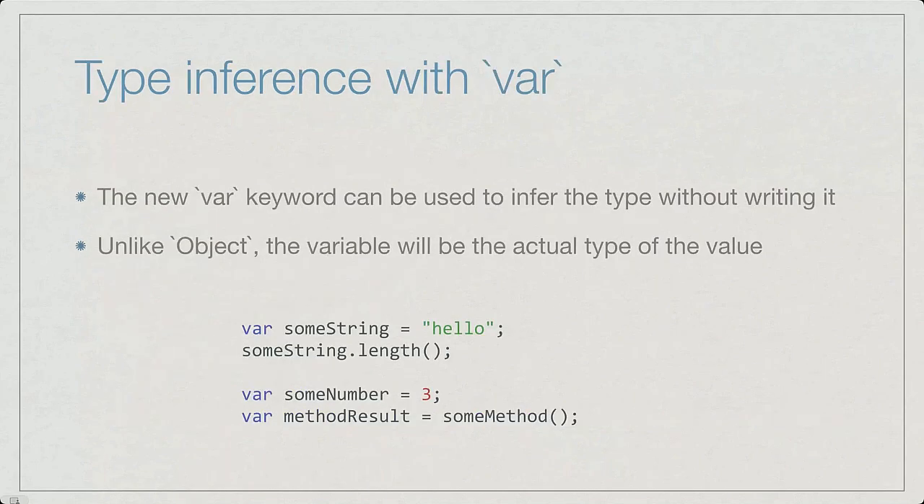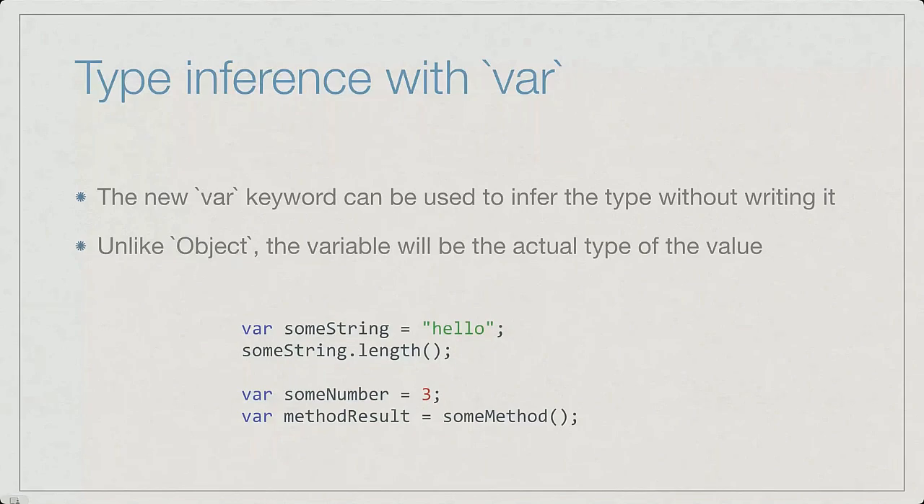And next up is type inference with var. There's a new var keyword that can be used to infer the type without actually writing it when you're doing assignment. So in Java, you could always do object foo equals any value, but then all the compiler knows is that it's an object of any kind. And so if you say object foo equals some string, you couldn't then call string methods. Now, if you type var someString equals hello, then someString will actually be of the type java.lang.String. If you type var someNumber equals 3, it'll be, I assume, java.lang.Integer, and so forth.